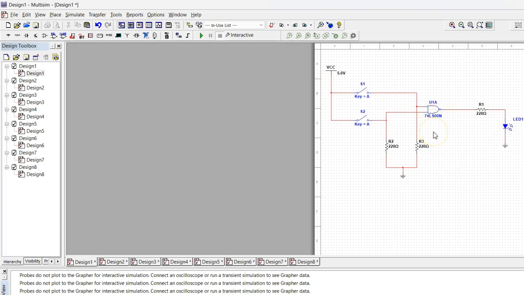So the first one is the NAND gate. It means that if the input is 00 or 10 or 01, the output is all 1, and the light will be on. And if the inputs are both 1, the output will be 0.